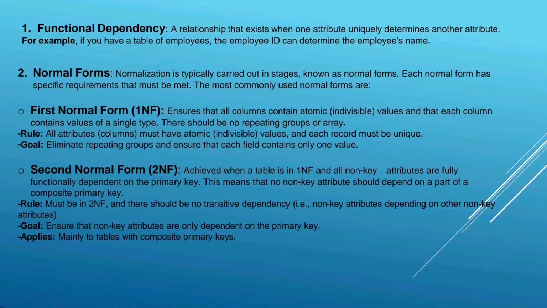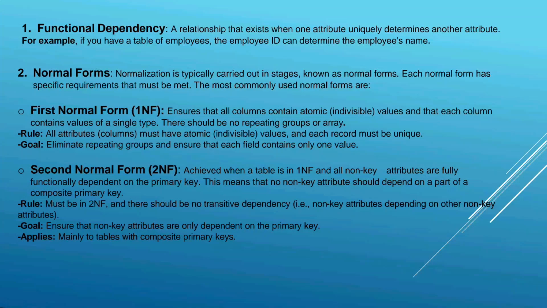The most commonly used normal forms are: first normal form, 1NF, ensure that all columns contain atomic indivisible values and that each column contain values of a single type. There should be no repeating groups or arrays. Rule: all attributes columns must have atomic indivisible values and each record must be unique. Goal: eliminate a repeating group and ensure that each field contains only one value.